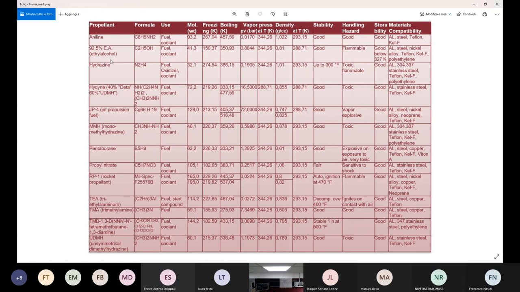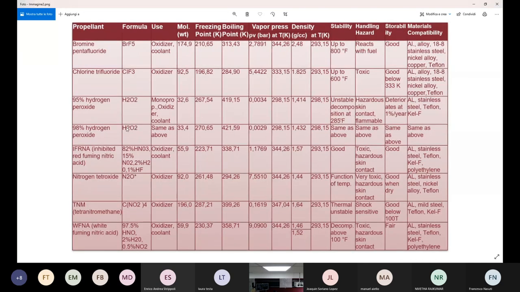You see, for instance, here ethanol, C2H5OH, as possible fuel too. So these are all fuels, and even something with a more or less complex chemical formula. This is a list of oxidizers. You see that some of them can be used as coolant, some are not used or are not possible coolants.